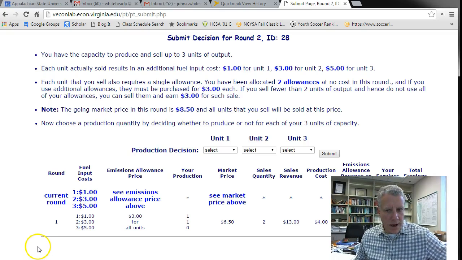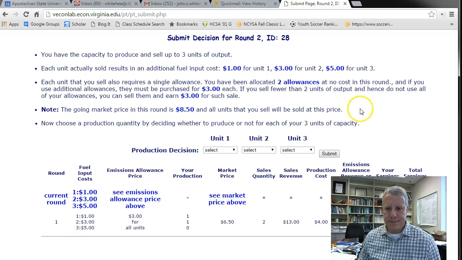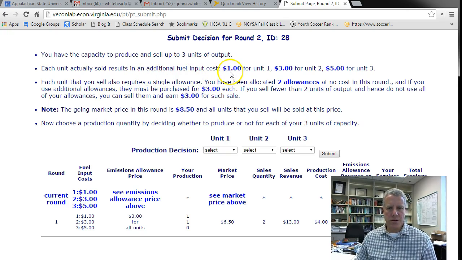So here we are in the supply and opportunity cost experiment, and I'm sitting here in round 2, and I'm going to read the instructions just to remind myself what's going on. You have the capacity to produce and sell up to 3 units of output. Each unit sold results in additional fuel input cost of $1, $3, and $5. And each unit that I sell requires a single allowance, which is a pollution permit.